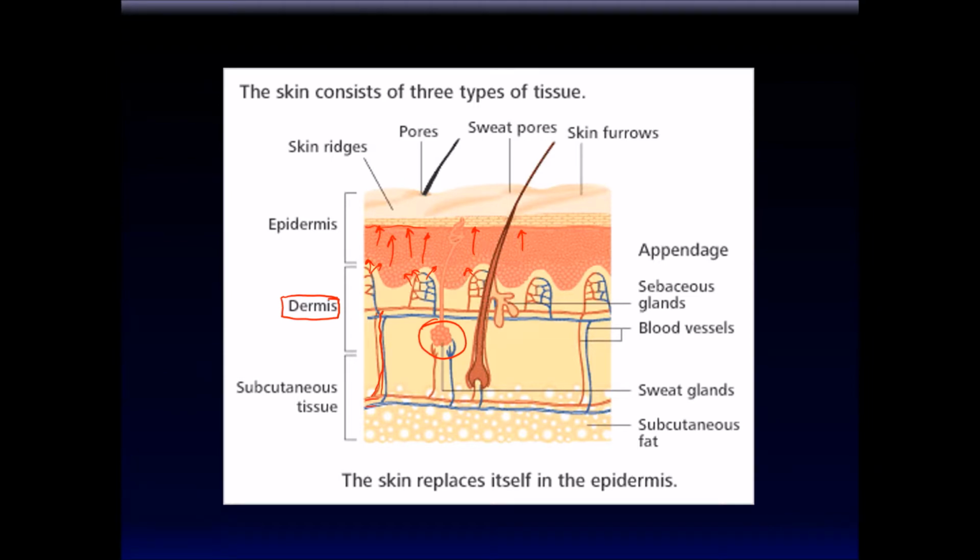Okay? So as you can see here, the blood vessels go all the way up into those hills and valleys there. And they supply the basal layer here of the epidermis.